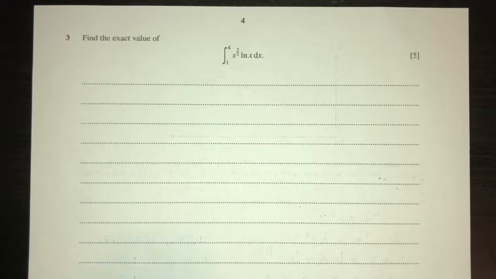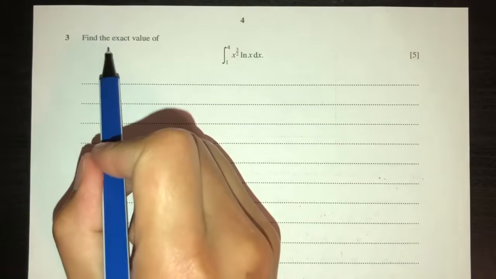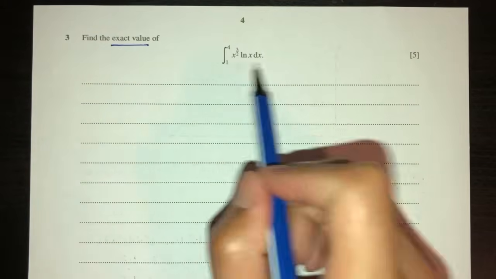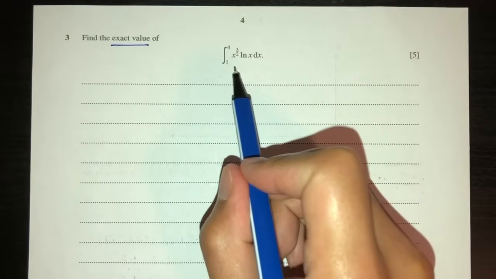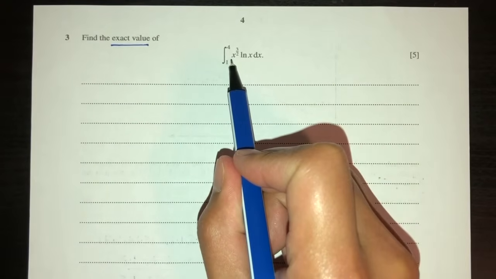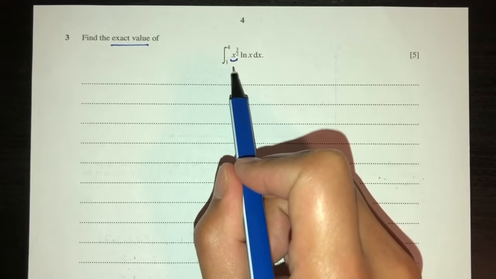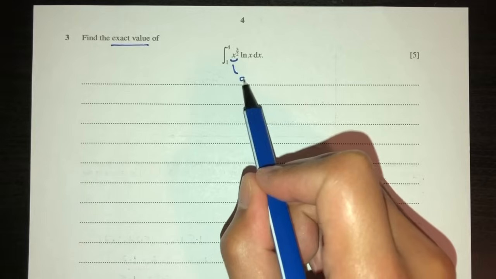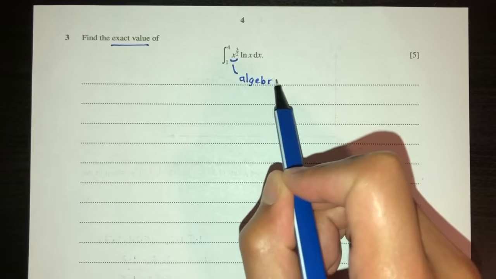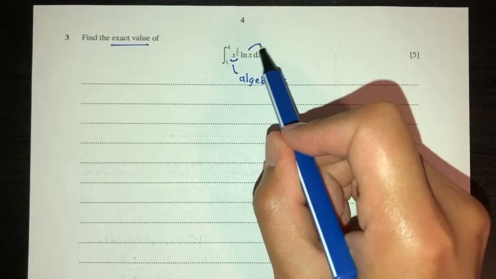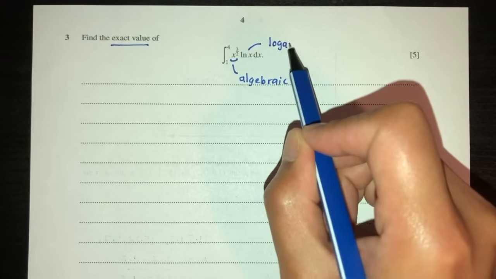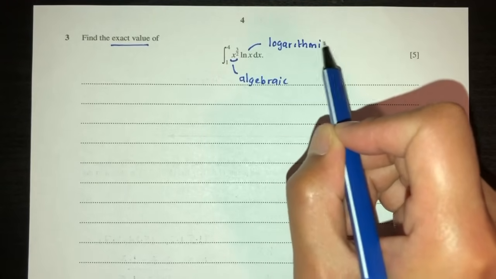Now let's move on to question number 3. It says find the exact value of this integration. So if you look, we have two kinds of function. The first one is an x function, which we call an algebraic function, and this one, ln x, is a logarithmic function, right? Logarithm.